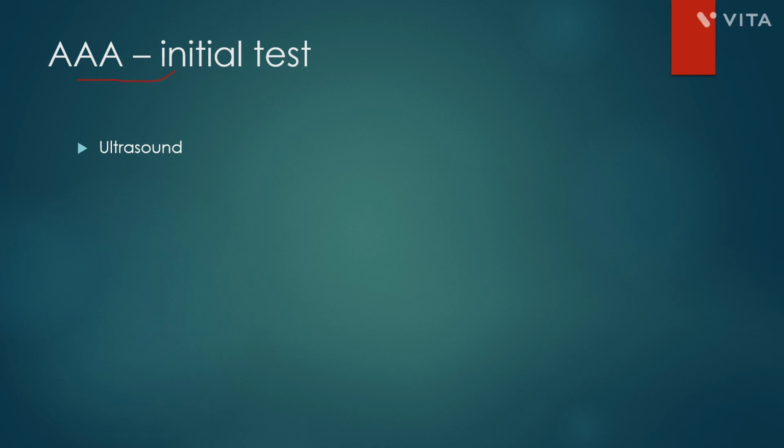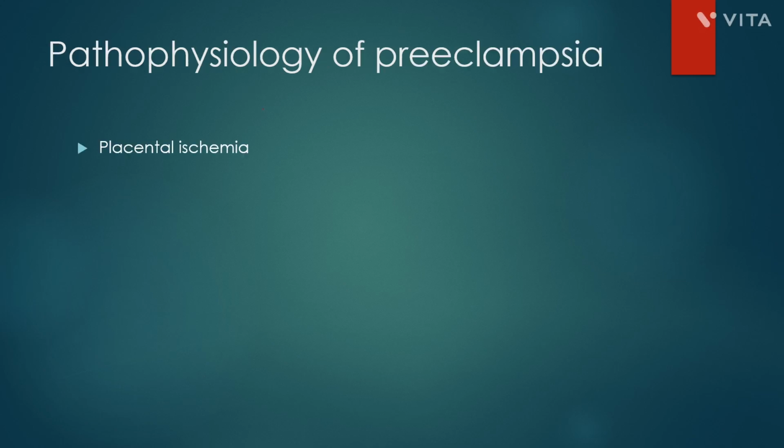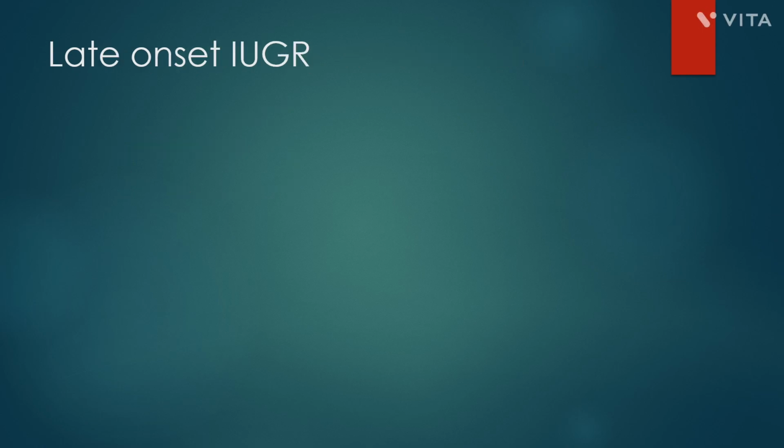Abdominal aortic aneurysm, the initial test is ultrasound. Group A streptococcus, what is the treatment of choice? It's penicillin. Pathophysiology of preeclampsia, it is placental ischemia. Actually, it is a problem with the trophoblastic invasion, but the option included placental ischemia. That is the pathophysiology. Then there was a question on late onset IUGR. What is the cause? I don't remember what the options were.